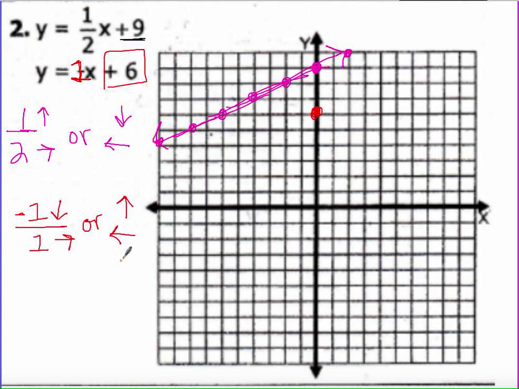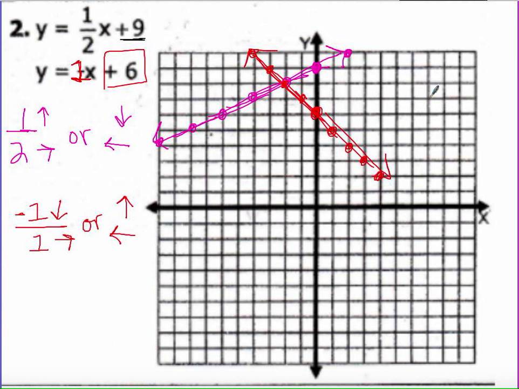So I can go down 1 and right 1, or I can go up 1 and back left 1. So if I go down 1, right 1, and I'm making my dots this way, I'm not going to see where it's intersecting. I need to go the opposite way. So I need to go up and back, up and back, up and back, up and back. So now I see where they're intersecting.